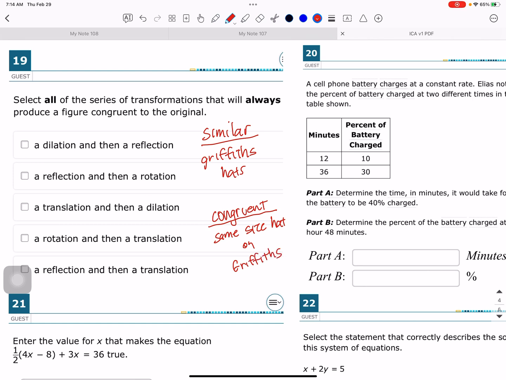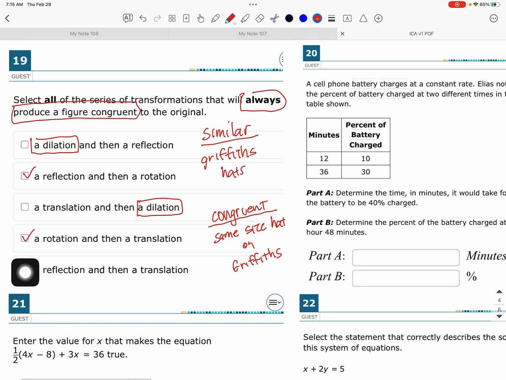So if we're going to do something and we're always still congruent, we're not allowed to change our size, because then we would just be similar. And the only one that changes its size is dilation. So those are the only two that we aren't picking.